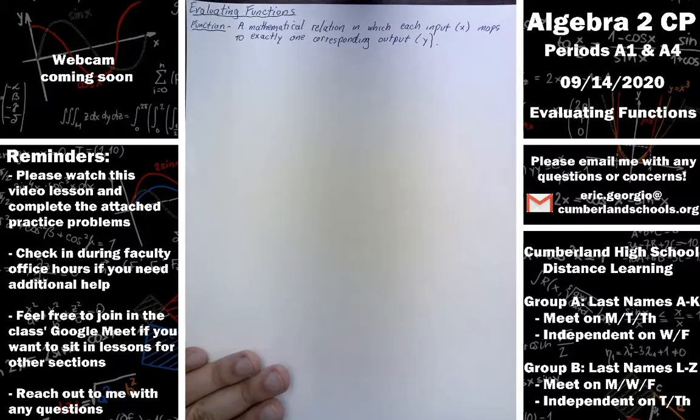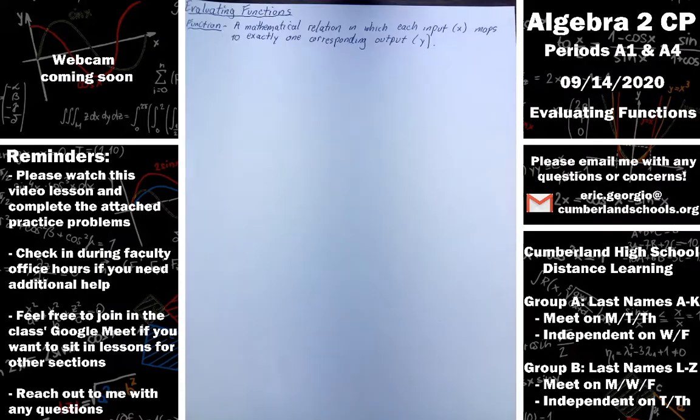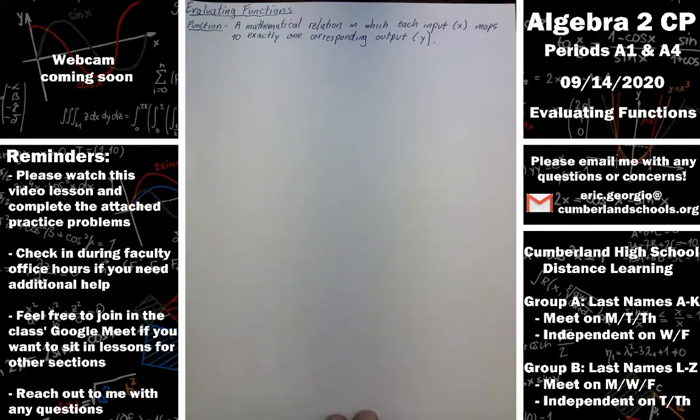Okay? So that's what a function is. It's a relation in which each input maps to exactly one output. In other words, if you take a number and plug it into a function, it will always produce the same result. It's not like you could take 2, plug it into a function, and get a different answer.